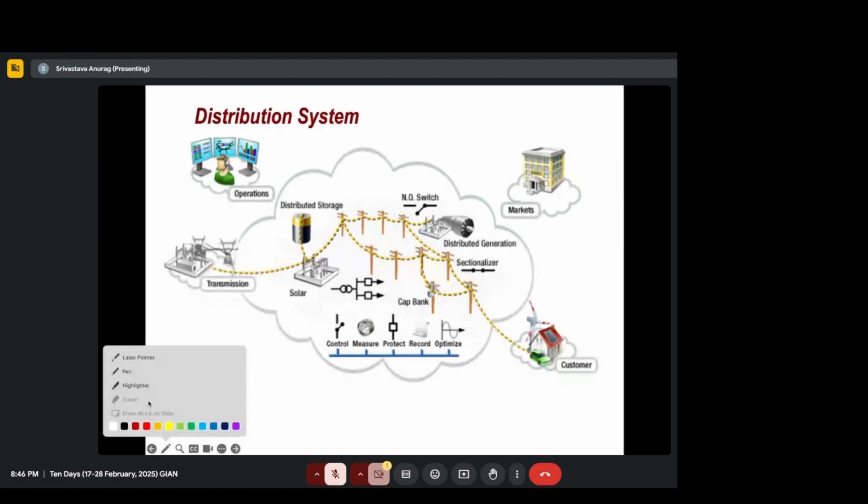In this whole system, we may have a storage, we may have distributed generation, like solar or a backup generation, gas or diesel. And then we have this transformer, which connects the load with the switches once we start from transmission. We do control, we do measurement, we do protection, we do recording, and optimization also in the distribution system.